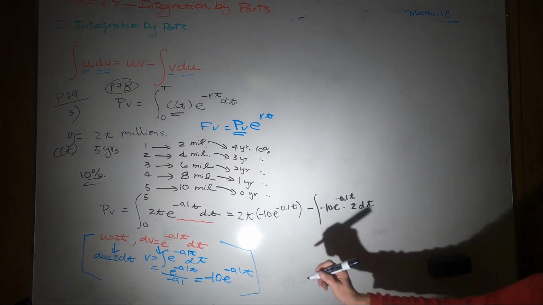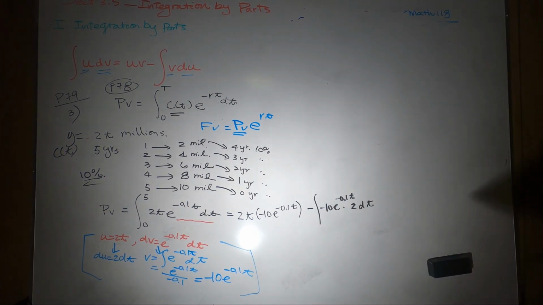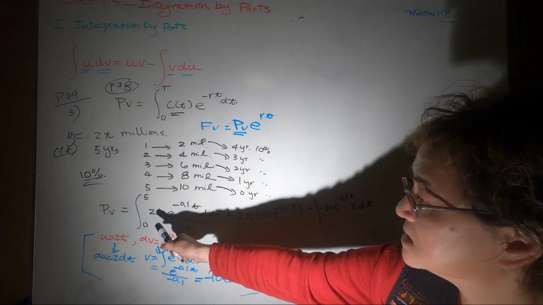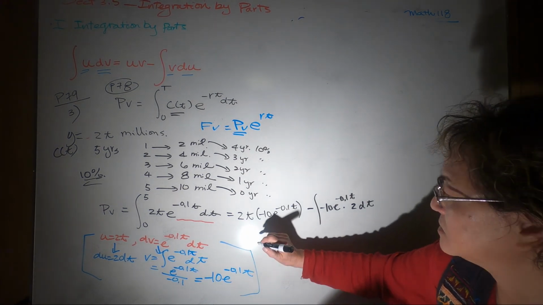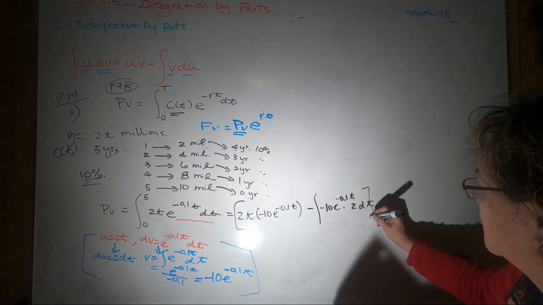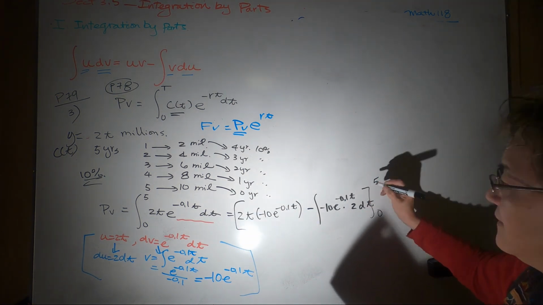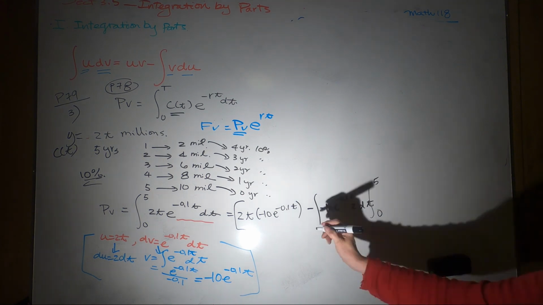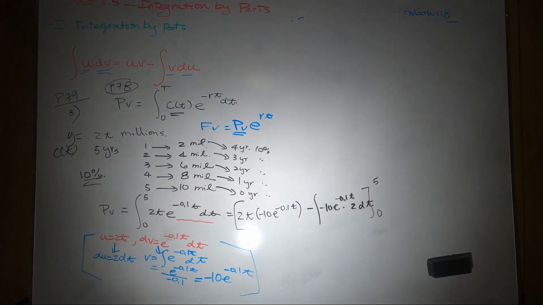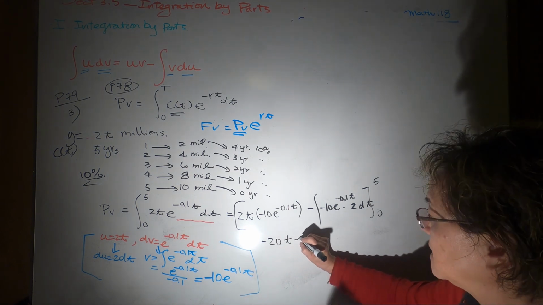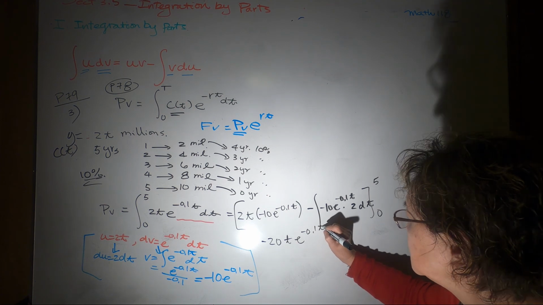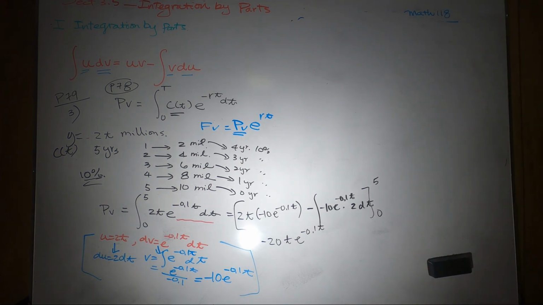Okay, so also, that's 0 to 5, right? Is that right? So that would be from 0 to 5. So we simplify this one. That would be negative 20t and e to the negative 0.1t, right?